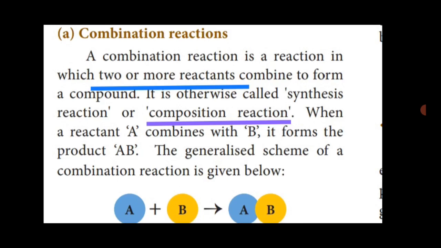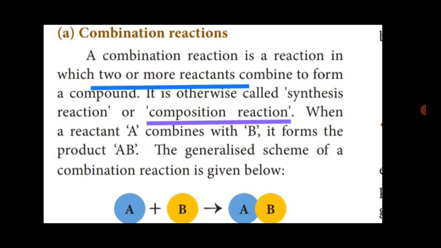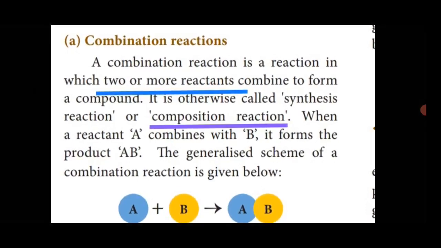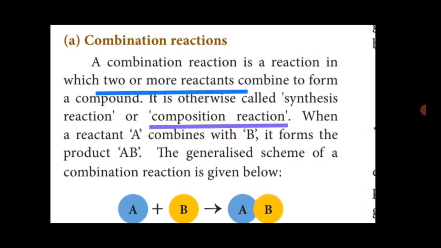The generalized scheme of the combination reaction is as follows. This is the schematic form of the combination reaction: A plus B gives AB. A and B are the reactant molecules. These reactant molecules combine to form a product. The product formula is AB. What is a combination reaction? Two or more reactants combine to form a compound. This is also said to be synthesis reaction and composition reaction.